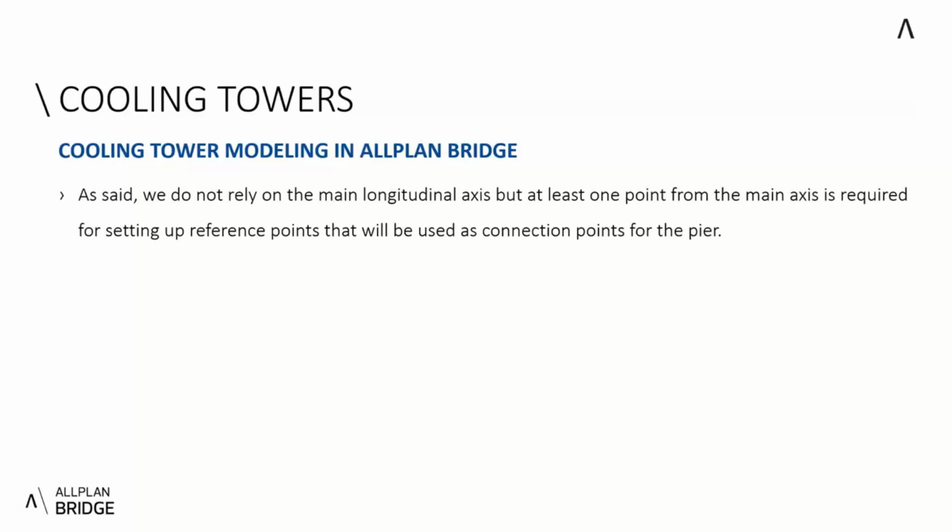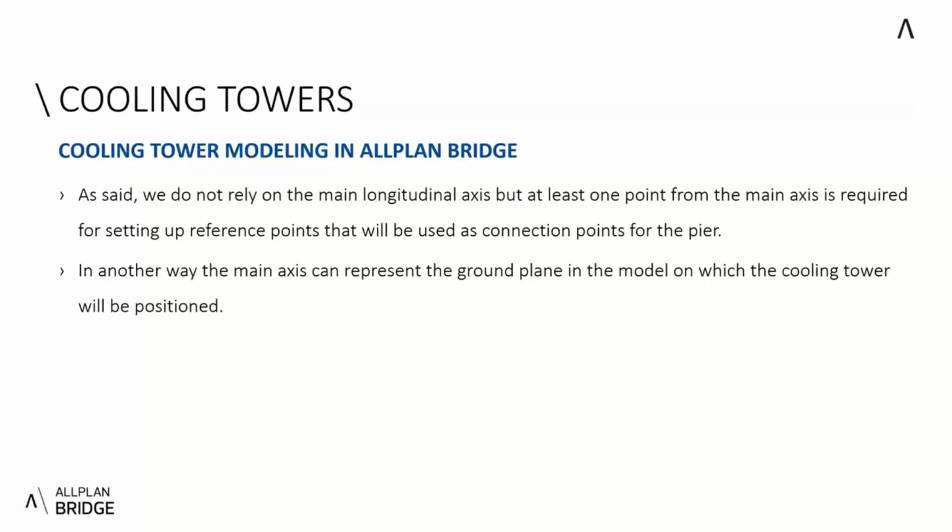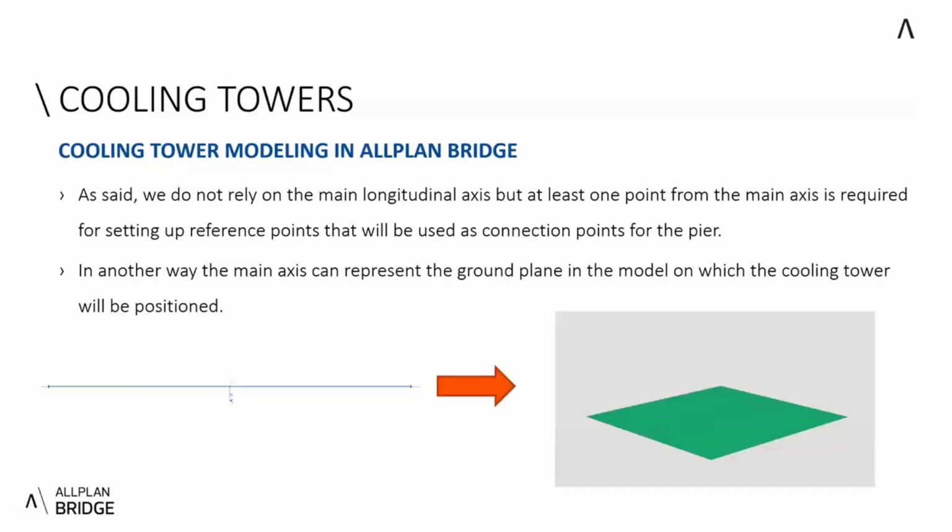As said, we don't rely on the main longitudinal axis, but at least a one-point main axis is required for setting up reference points that will be used as connection points for the pier. But in another way, the main axis can represent the ground plane in the model on which the cooling tower will be positioned. So for example, we have set up a nice ground plane. Once we extrude it, we get this nice plane representation, let's say this foundation representation where our cooling tower is going to be positioned.